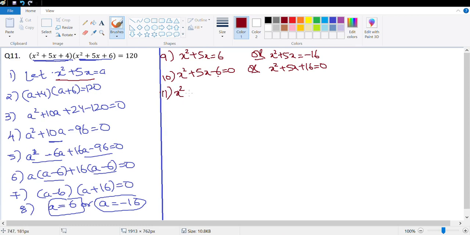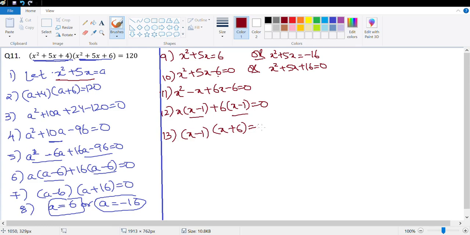So this is x squared minus x plus 6x minus 6 is equal to 0. That will give us x times x minus 1 plus 6 times x minus 1 is equal to 0. X minus 1 is common. So this is x minus 1 times x plus 6 is equal to 0, which means x is equal to 1 or x is equal to negative 6. So we've got two values of x, 1 and negative 6.